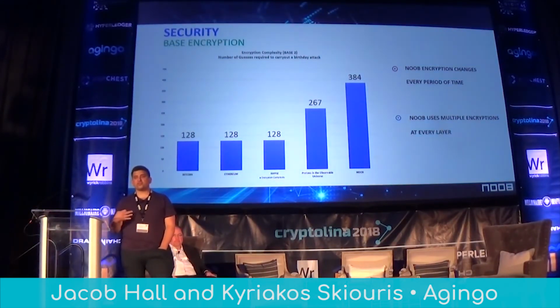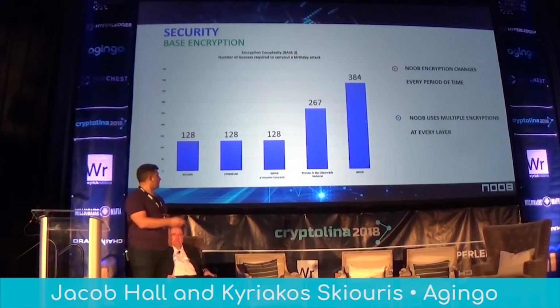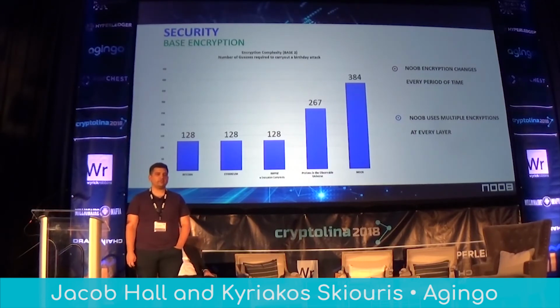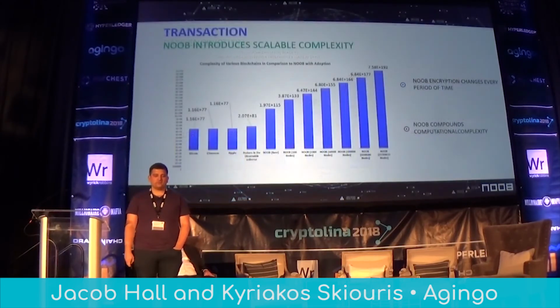And this is all in regards to a birthday attack, which, if anybody's ever tried to do a brute force attack, is a pain. These are the numbers that are widely available online. But for us, our testnet, and the funny number is 267. That's the amount of assumed protons in the universe. So it's just to show scale, and we're significantly higher.